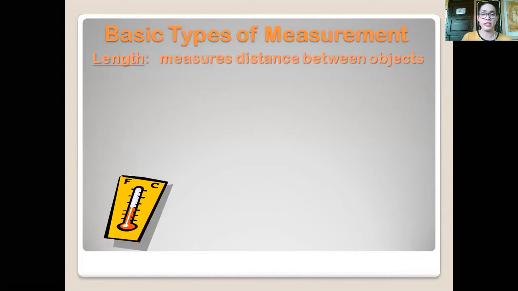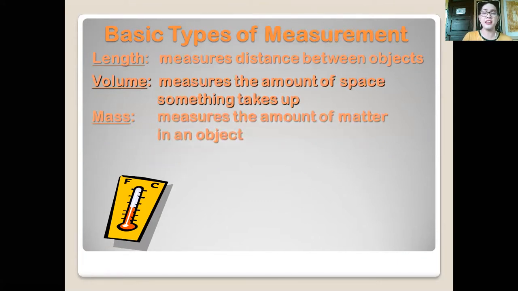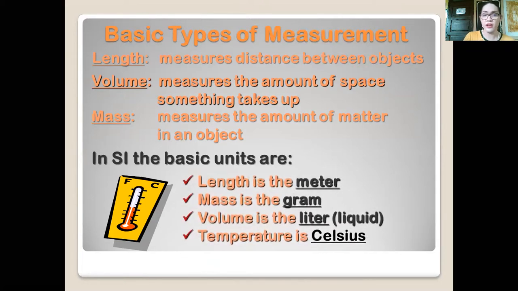I mentioned we have length, which measures the distance between objects. I also mentioned volume, which measures the amount of space something takes up. And mass measures the amount of matter in an object. So in SI, the basic units are: for length, the meter; for mass, the gram; for volume, the liter, for liquid; and of course, for temperature, Celsius.